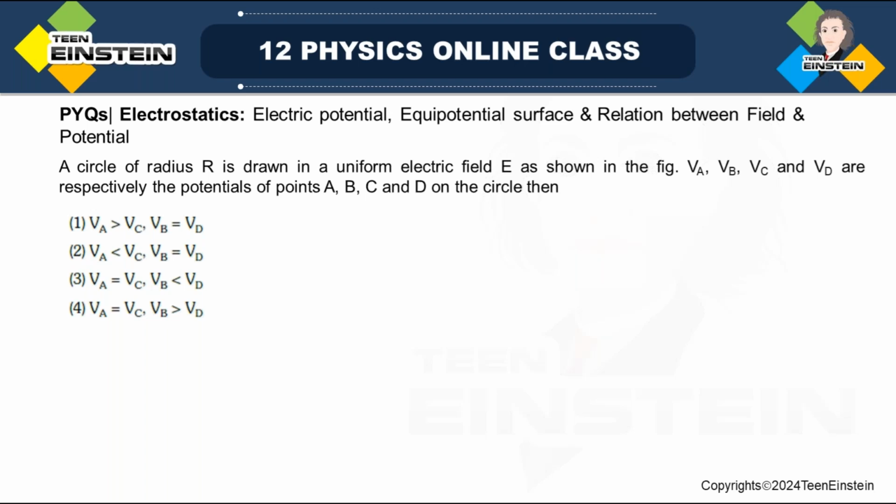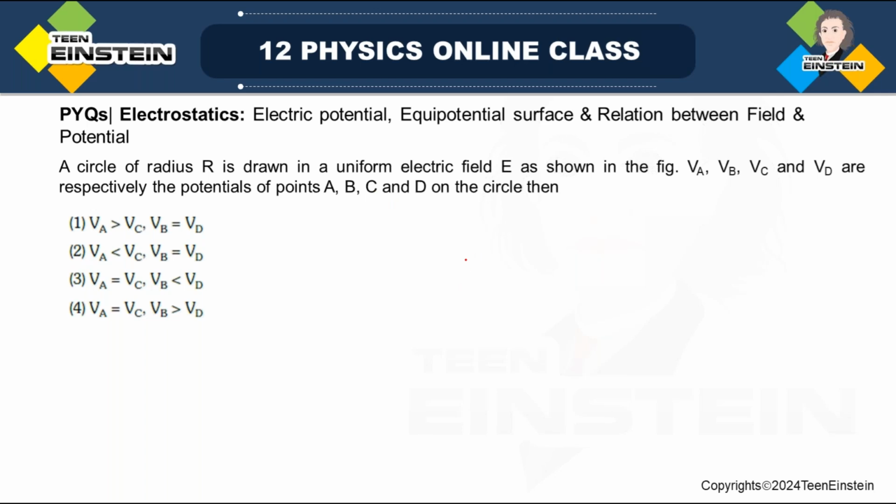Okay, let me read the question once again. The question says, a circle of radius R is drawn in a uniform electric field E as shown in the figure. VA, VB, VC, VD are respectively the potentials at points A, B, C, D.